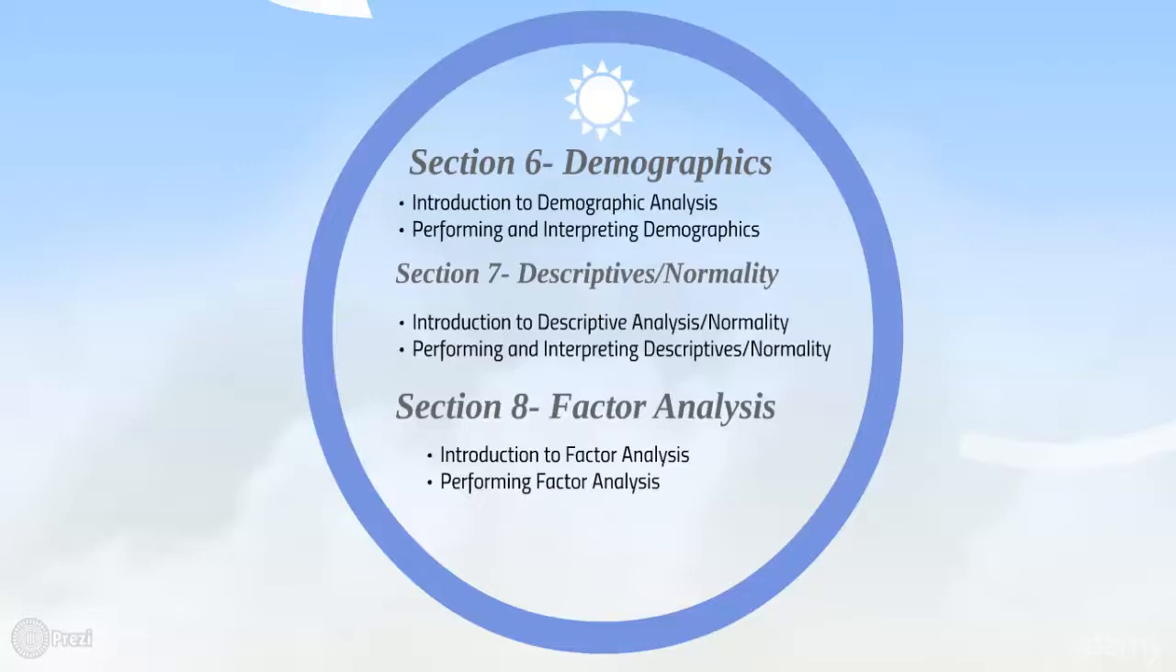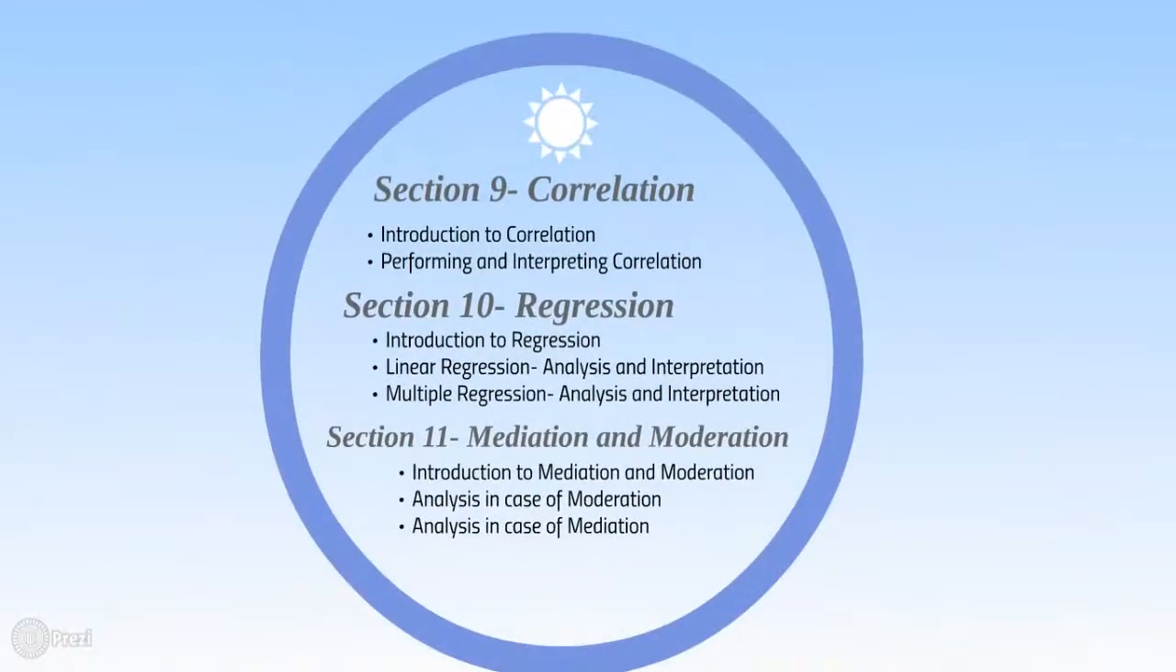In section 8, we are going to perform factor analysis. First there is an introduction and then we are going to actually analyze our factors. Next, section 9 is about correlation. First there is an introduction to correlation and then we are going to perform and then interpret correlation in the form of a table. In section number 10, we are going to perform regression. First there is a little bit of introduction and then two types of regression, linear and multiple.